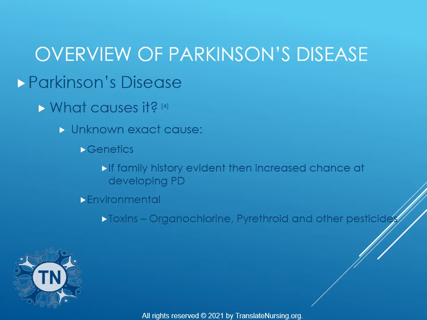So what causes Parkinson's disease? Unfortunately, there is no exact cause known. As more and more research occurs, however, we found that genetics do play a part in the creation of Parkinson's disease. If a family history is evident, then there is an increased chance of developing Parkinson's disease. We have also found connections with some environmental toxins such as organochlorine, pyrethroid, as well as other pesticides that have increased the chances of people developing Parkinson's disease.